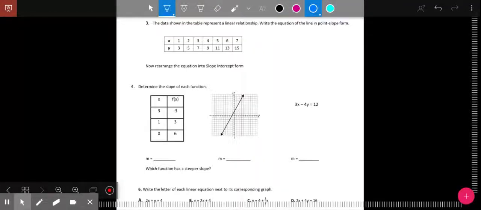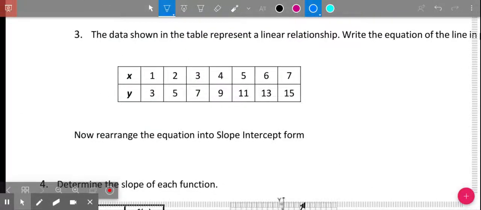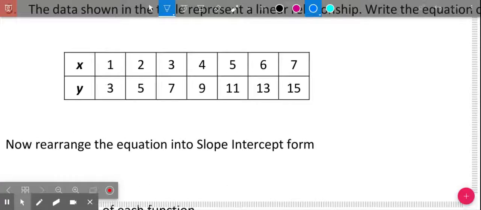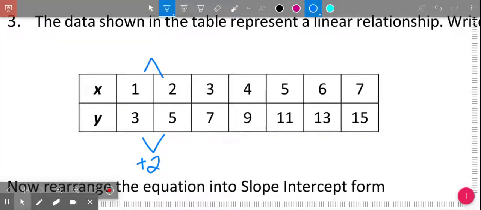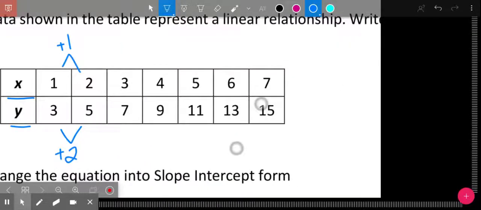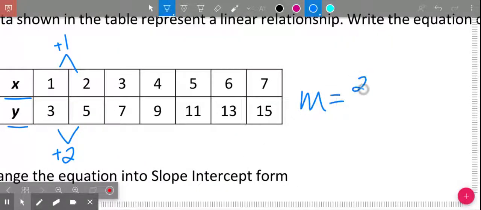All right, look at the next page. Oh, wow, we have another one. Awesome. So, number 3 says the data shown on the table represents a linear relationship. Write the equation of the line in point slope form. First we're going to find the slope. This is already in a table, so that's awesome. To go from 3 to 5, we're adding 2. And 1 to 2, we're adding 1. Remember, it's the change in y over the change in x. So my slope is going to be 2 over 1, which I reduce to 2.